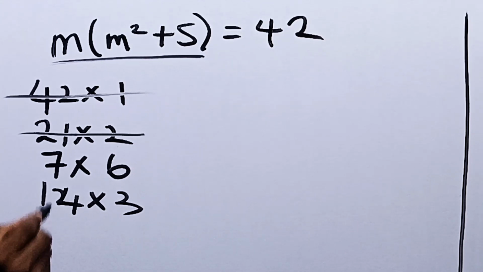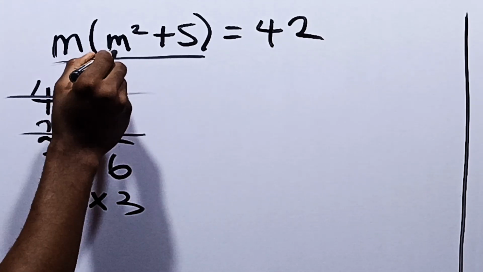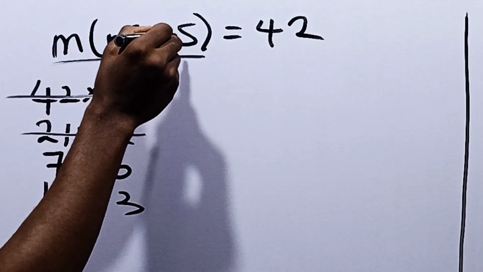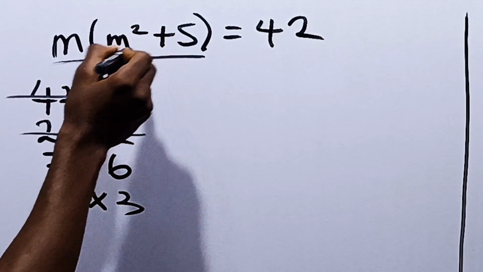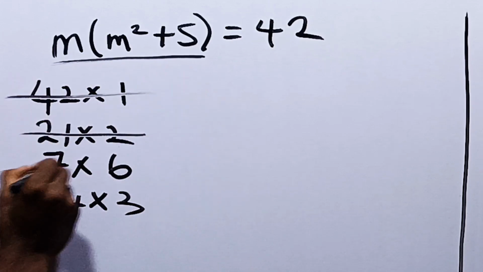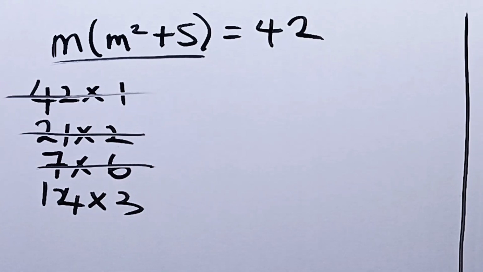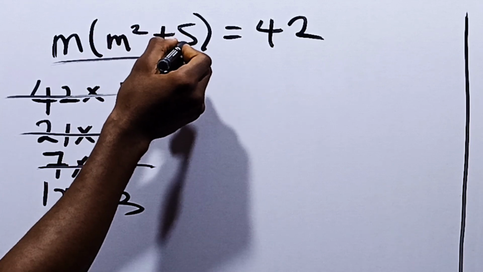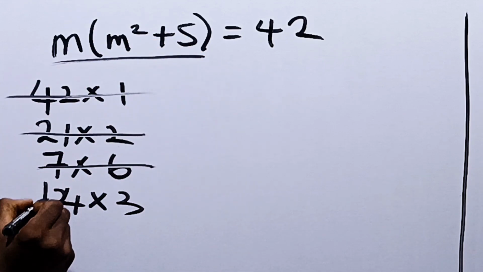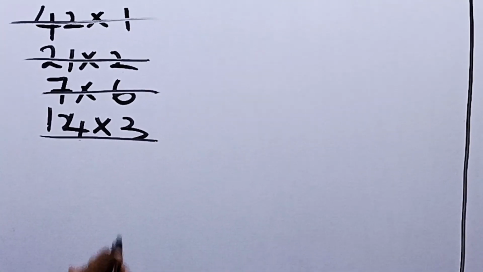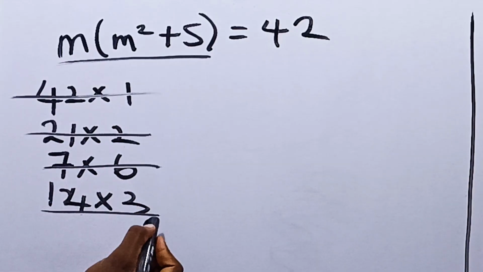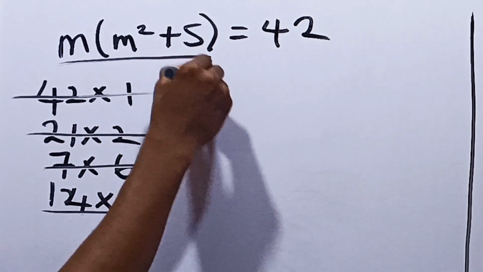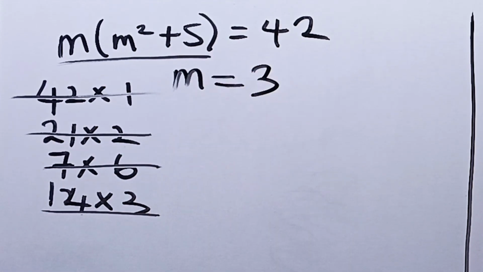Thirdly, we have 6 squared is 36. 36 plus 5 is 41. 41 is not equal to 7, alright? Then lastly, we have 3 squared, which is 9. 9 plus 5 is 14, alright? And this is correct, okay? So this is the correct one. So we say that from here, our m is equal to 3, okay? So it means that we can say m equals 3, alright?